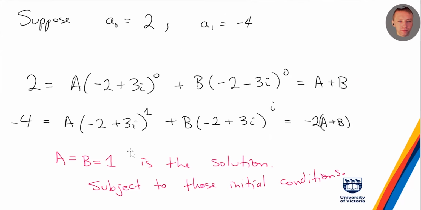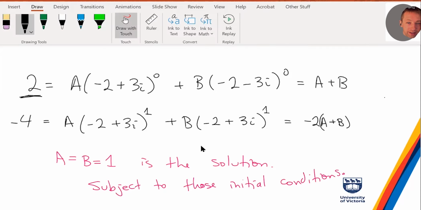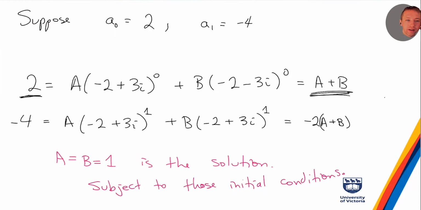Sorry, there are some typos here. So suppose I told you that a0 is 2 and a1 is negative 4. You just plug things in. You write 2 is a0, but also a0 is this, because that's what our formula says. So we get a, this thing to the 0, that thing to the 0. Anything to the 0, except be careful about 0, is 1. So we've got a plus b here.